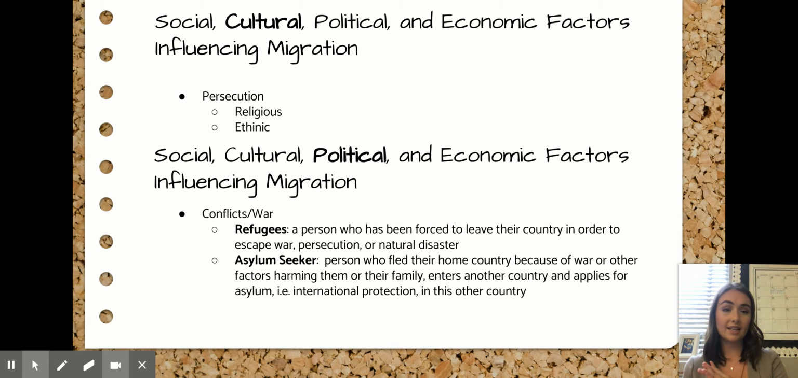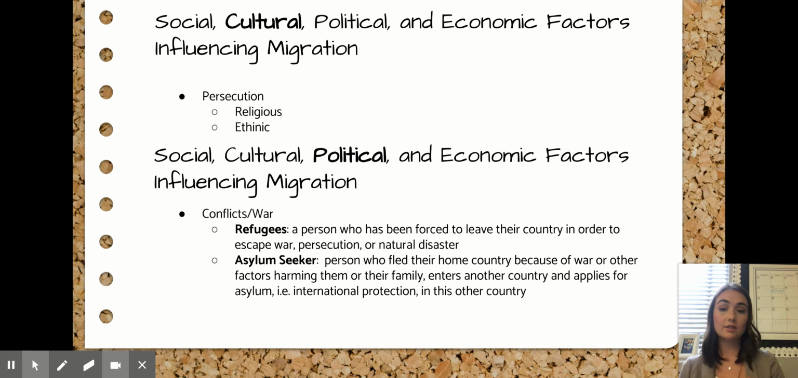A few things that influence migration, particularly culturally and politically. So cultural factors that influence migration, a lot of it is persecution. So religious persecution, ethnic persecution, cultural persecution. A lot of people leave places because they're being persecuted in some way.